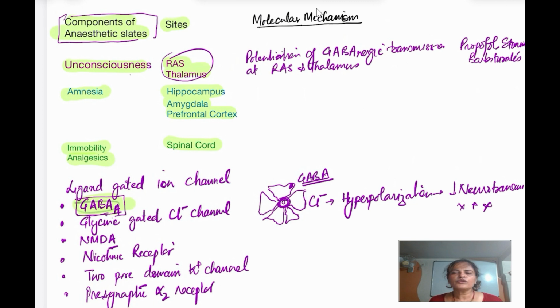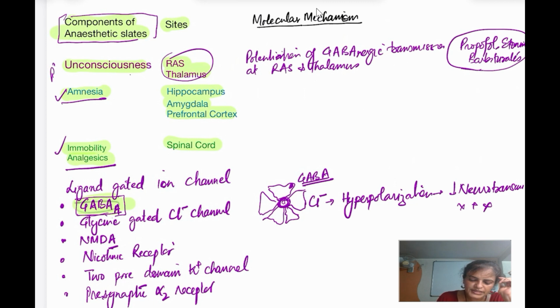ये तीनों propofol, etomidate and barbiturate. So potentiation of GABAergic transmission at RAS and the thalamus, they are going to lead to the unconsciousness. अब ये वाले जैसे drug है propofol, etomidate and barbiturate, मतलब once you give, they are going to produce the unconsciousness, that is the main. But ऐसे नहीं है कि ये नहीं करेंगे, amnesia नहीं करेंगे या immobility analgesic action नहीं आएगा, इसके साथ ये भी आएगा, but this will be the most prominent action with this. ठीक है, इसीलिए इनको use करते हैं for the induction.